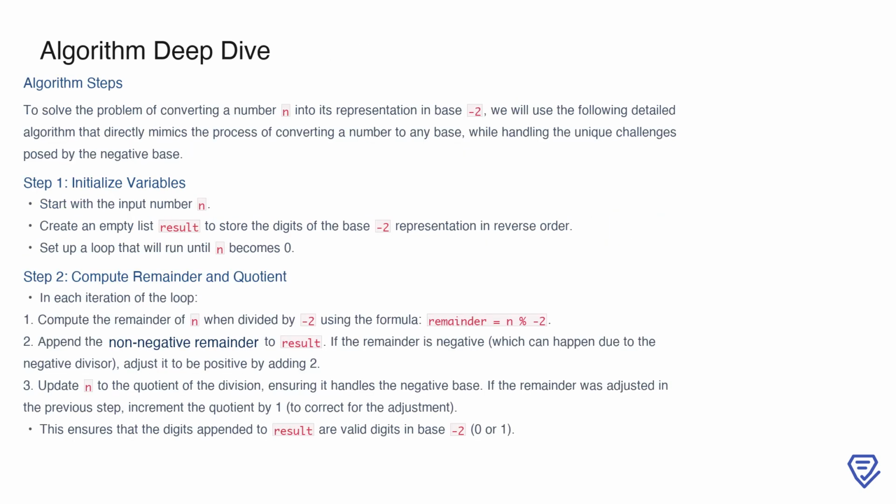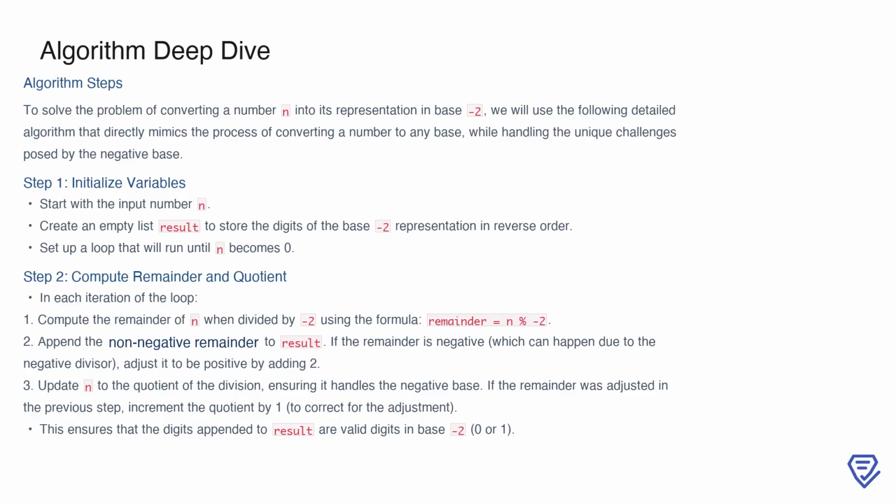To solve the problem of converting a number into its base -2 representation, we can follow a systematic process. We start by initializing a few variables. The input number n is our starting point, and we create an empty list called result to store the digits of the base -2 representation, but in reverse order. This list will be built as we compute the individual digits of the number.